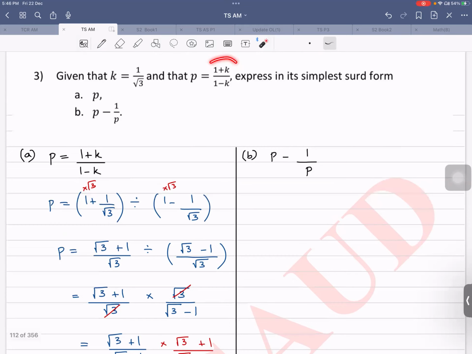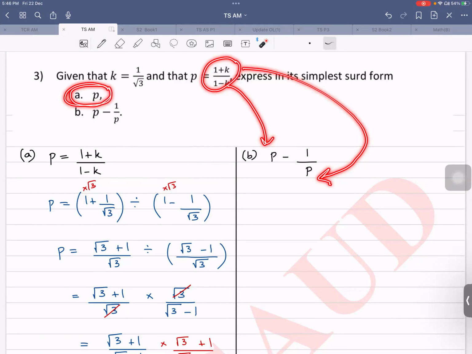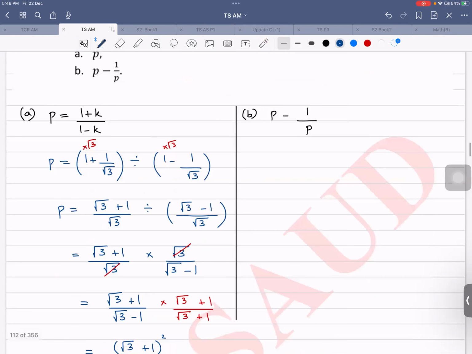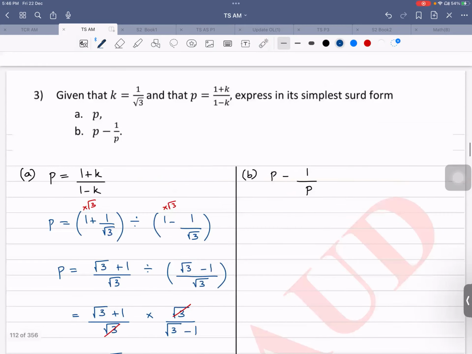Instead of writing this over here, what should I write in place of p? The expression that we just found, the answer of the first part, where we already found the value of p, which was 2 plus square root 3. Okay, so 2 plus square root 3 minus 1 upon 2 plus square root 3. This is what we have to simplify.